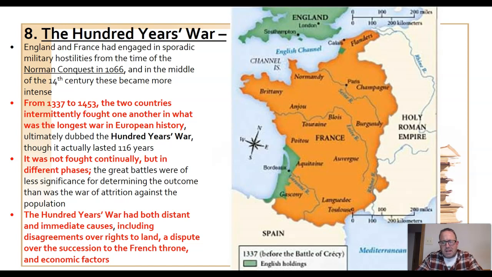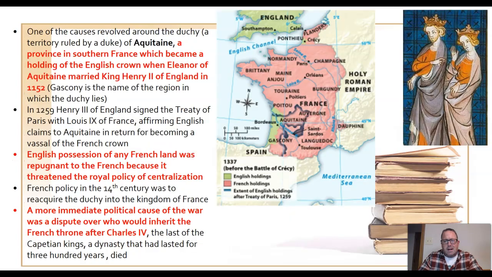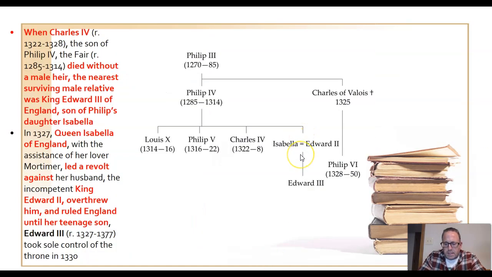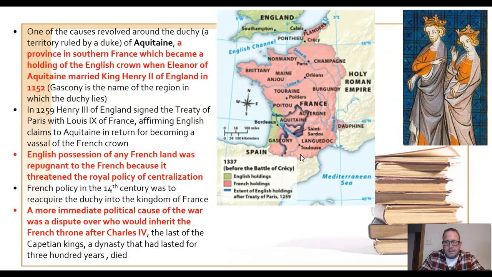All right, it seems to me that there are about three particular causes that led to this conflict. And the first of which was the situation where there was some territory right down here. So right down in here, there's this territory. It's called the Duchy of Aquitaine. Got that? The Duchy of Aquitaine.